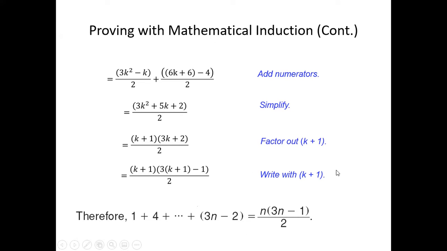And if you need to go back and get those notes, you can do that. All right, let's look at another example. Use mathematical induction to prove that the sum of the first n odd numbers, 1 plus 3 plus 5 plus 7 plus dot dot dot, all the way up to 2n minus 1 is equal to n squared. Well, what's that going to look like?